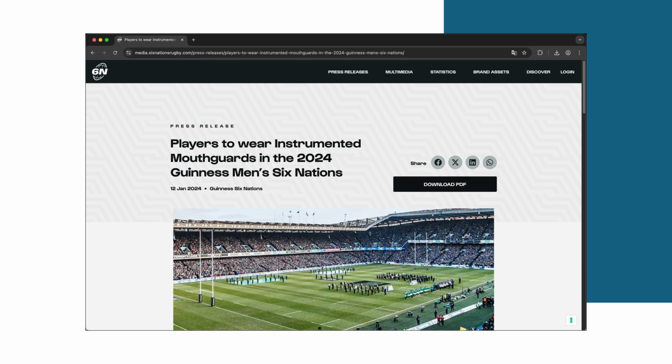By identifying players at risk of excessive head impact exposure, coaches can adjust training loads and techniques to minimize injuries. The Men's Six Nations tournament introduced the use of instrumented mouthguard in 2024.